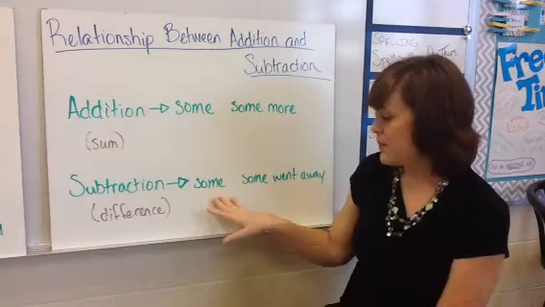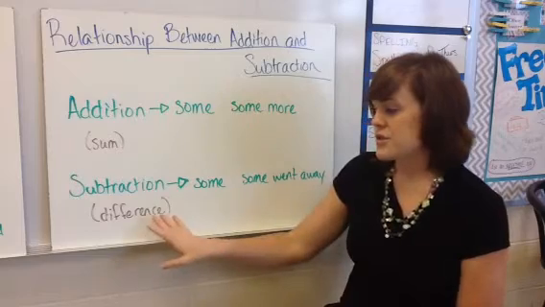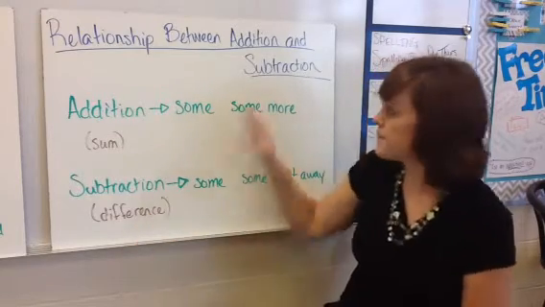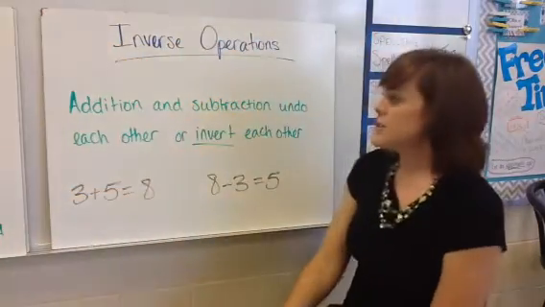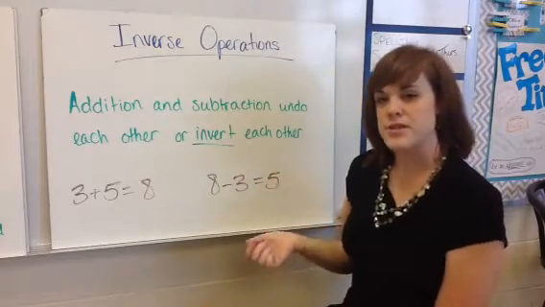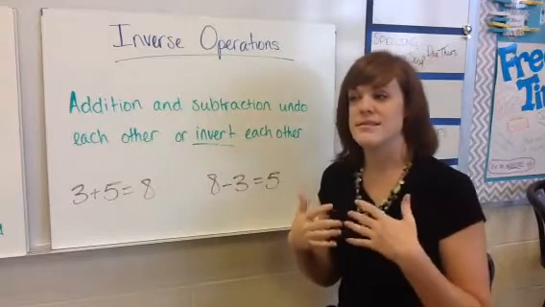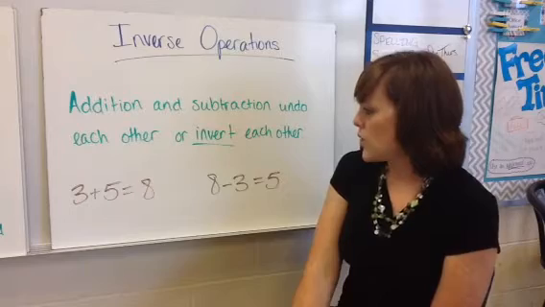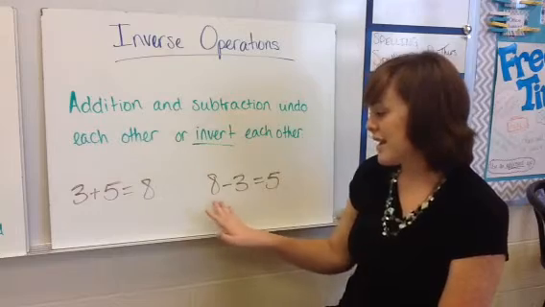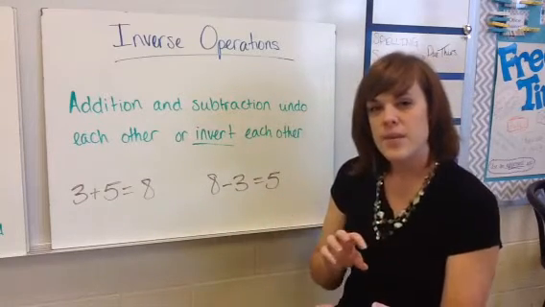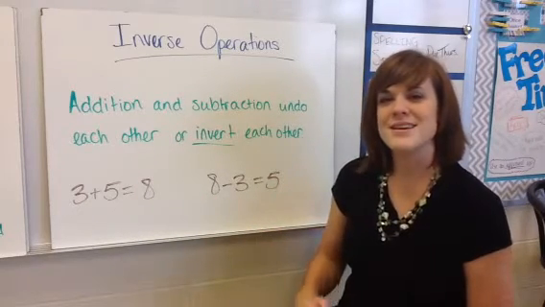Subtraction is some, but then some went away. Okay, so it's the opposite of addition. And the answer to a subtraction problem is a difference. Addition and subtraction are what we call inverse operations because they undo each other or invert each other, hence inverse operation. So an example would be 3 plus 5 is 8, but 8 minus 3 is 5. And so you can get back to where you started from using the operations in opposite ways.